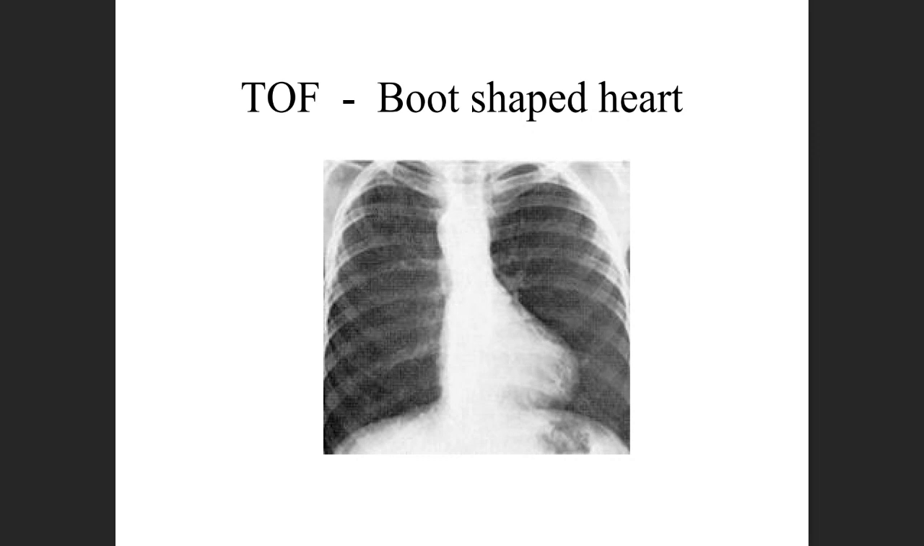And in this particular patient, you will notice that the aortic arch is going down on the right side of the vertebral column rather than on the left side. In fact, about 25% of the patients with tetralogy of Fallot have a right aortic arch. And you will notice a hollow in the area of the pulmonary artery, which gives the appearance of a boot-shaped heart.